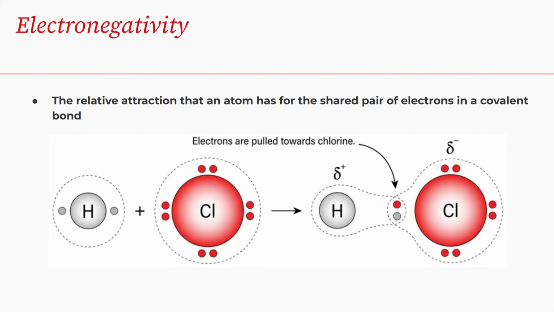We will start off by doing a review of electronegativity, and this is the relative attraction that an atom has for the shared pair of electrons in a covalent bond. If you remember, we talked about this during the periodic trends lesson. So basically, in a covalent bond, one of the atoms typically has stronger electronegativity and will pull the pair of electrons closer to them.